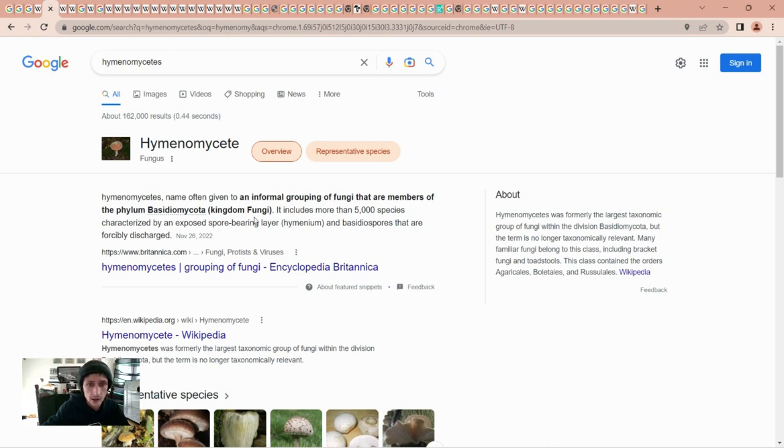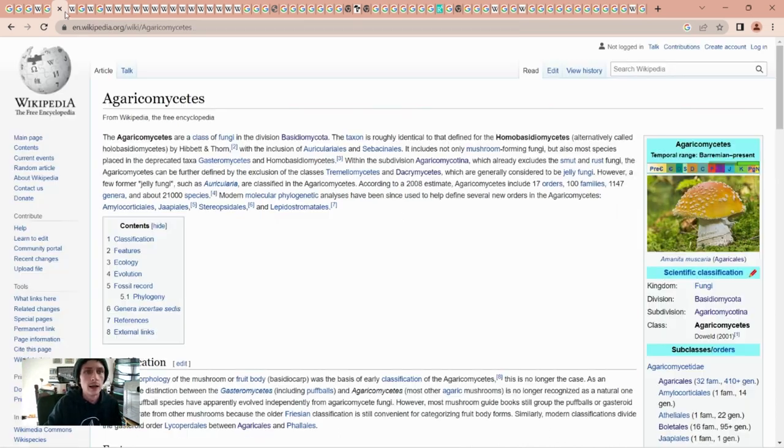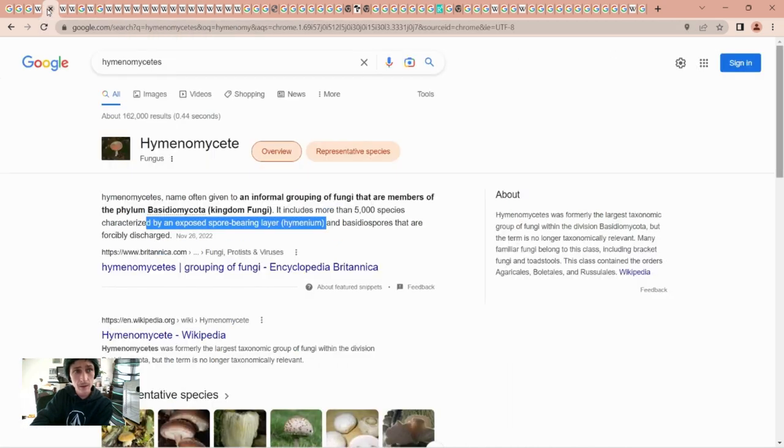They're known for the spore-bearing structure known as the hymenium, which is usually underneath what's known as a cap, and basidiospores that are forcibly discharged from that area. It does also include lion's mane, as mentioned. Traditionally, they were just differentiated as Homobasidiomycetes, those being the true mushrooms, or Heterobasidiomycetes, which was the jelly rusts and smuts. There's classes below the phyla.